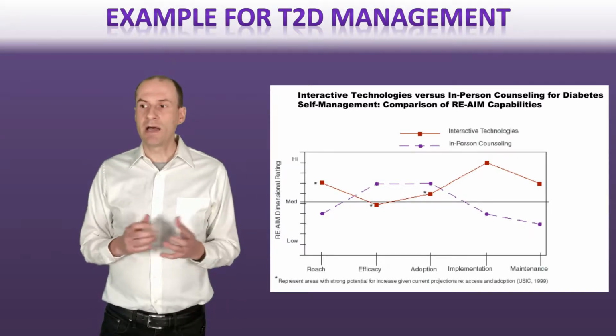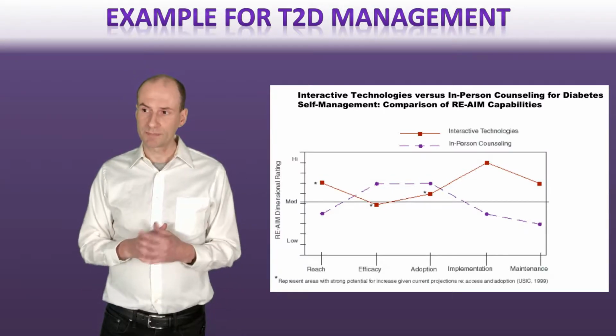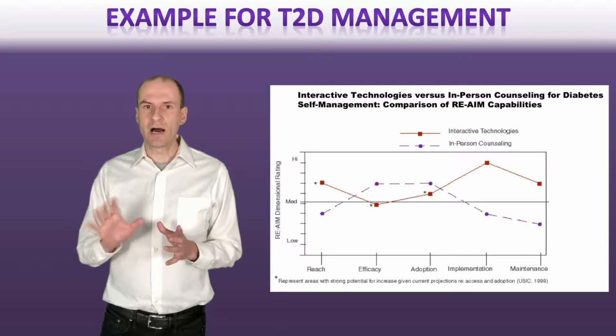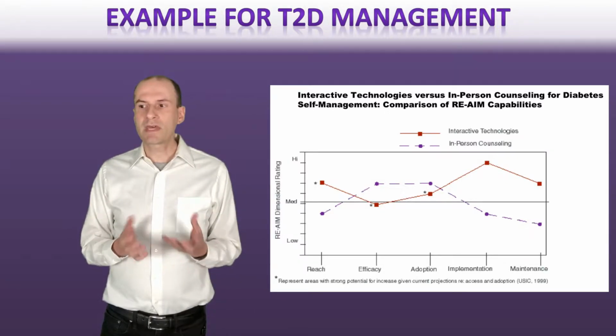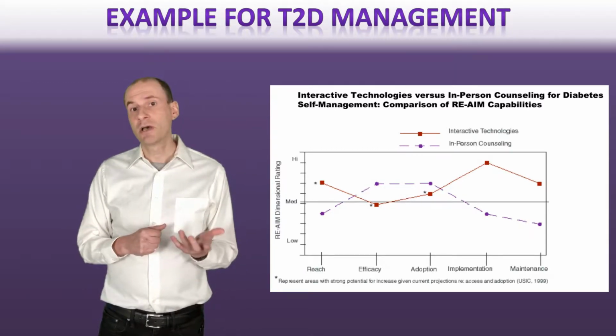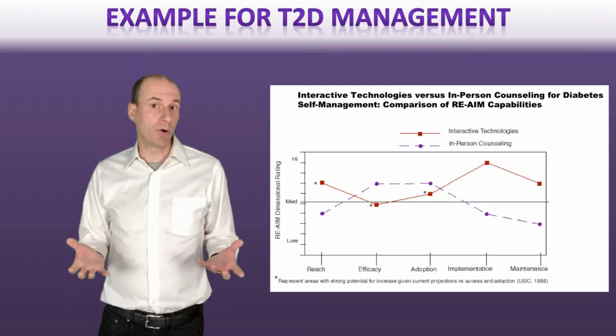Well, this is somewhat of an old graph from when RE-AIM was first proposed, put together in about 1999. So as I'll say, this has kind of shifted a little bit. But think about reach, for example, as a way of comparing these two interventions. Well, if you think about the interactive technology, well, you can reach a lot more people, right?